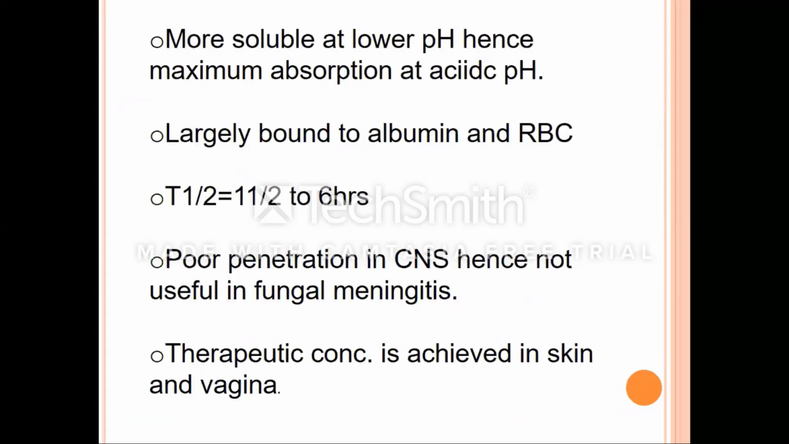So again, there is another warning which comes for ketoconazole. It is more soluble at a lower pH and therefore its maximum absorption takes place in acidic pH. It gets bound largely to the albumin and the RBCs. Its T half is ranging between 6 to 11 hours. Poor penetration in the CNS and hence it cannot be used for fungal meningitis.